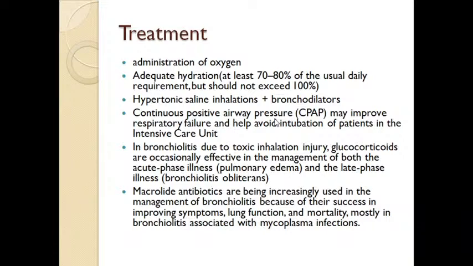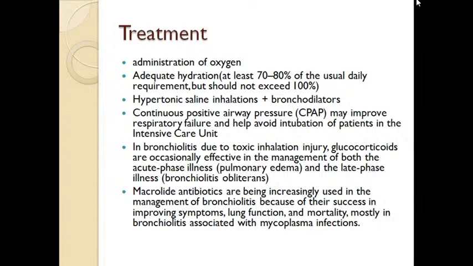Treatment: administration of oxygen, adequate hydration, at least 70–80% of the usual daily requirement, but it should not exceed 100%. Hypertonic saline inhalation plus bronchodilators. Continuous positive airway pressure, CPAP, may improve respiratory failure and help avoid intubation of patients in the intensive care unit.